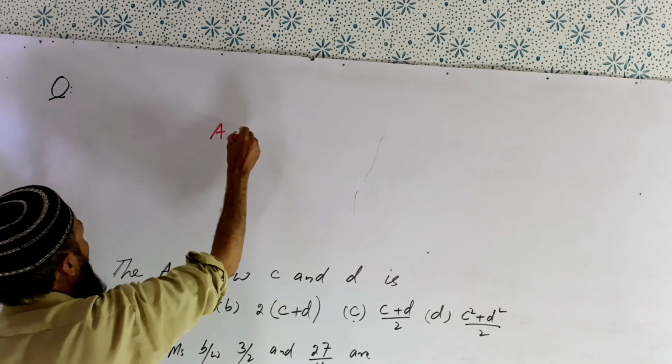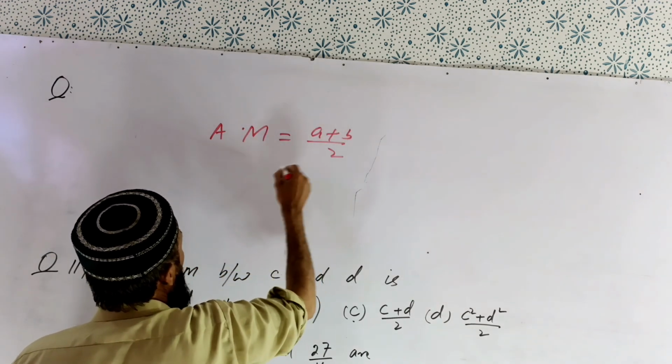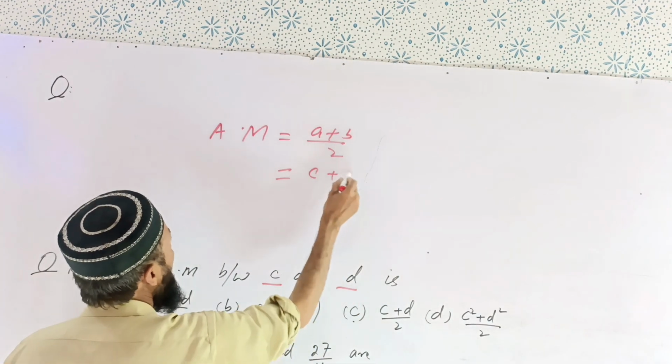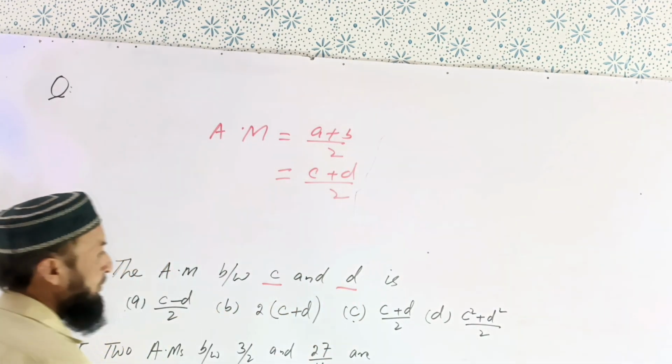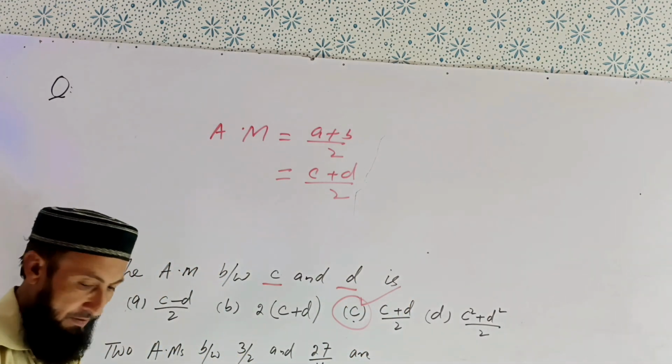In between two numbers, the arithmetic mean is equal to (a plus b) divided by 2, but here the names are changed to C and D, so we just replace it with (C plus D) divided by 2. So C is the correct option.